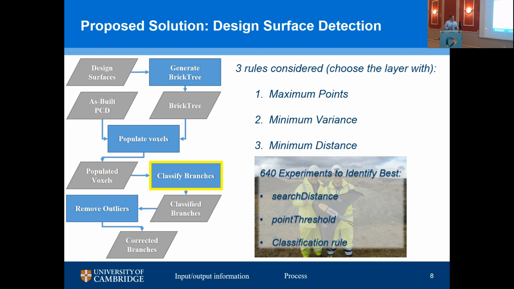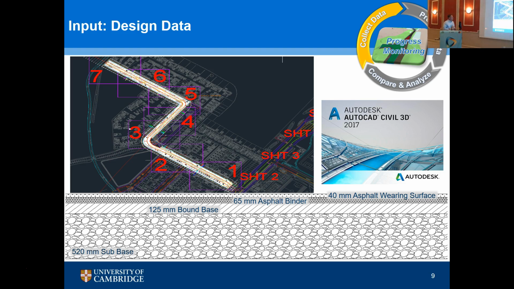So with that framework, we ran through 640 experiments. We were looking for that combination right there, which classification rule and search distance and point threshold were going to be best for us. The input data, I mentioned it before, on the design side was AutoCAD Civil 3D design surfaces that we extracted as Wavefront object files. You can see the layers there. There's a 520 millimeter thick subbase, all the way up to the thinnest layer, the 40 mil thick asphalt wearing course. And that thinnest layer is important for this framework because it defines our maximum search distance, how far above and below those surfaces I'm going to search for points to avoid overlapping voxels.